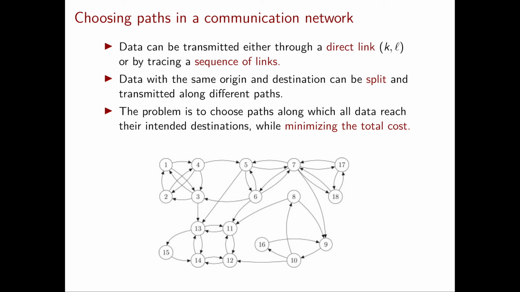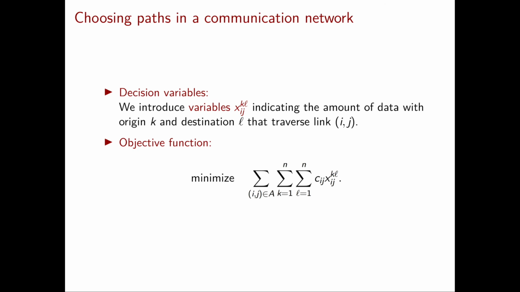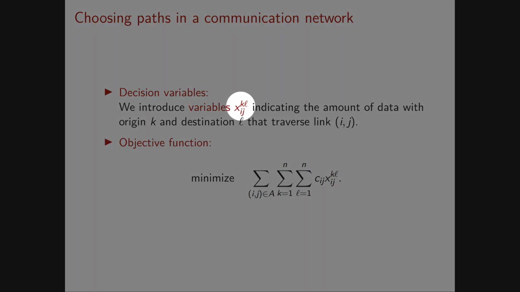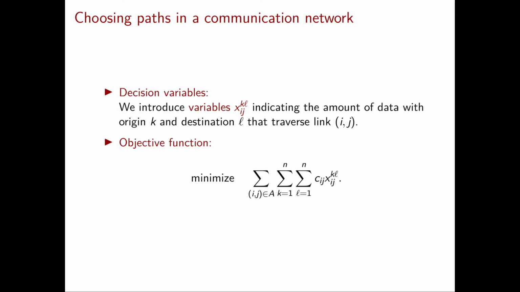What is then our objective? As you can imagine, it is to send all the data that is generated in our communication network, while at the same time minimizing the total cost. As always, to model this problem as a linear programming problem, we first have to decide our decision variables. For this problem, our decision variables are x_ij^kl. They indicate the amount of data that traverses the link (i, j) that is generated in node k and is destined to node l.